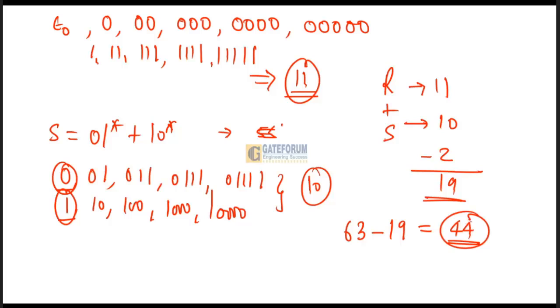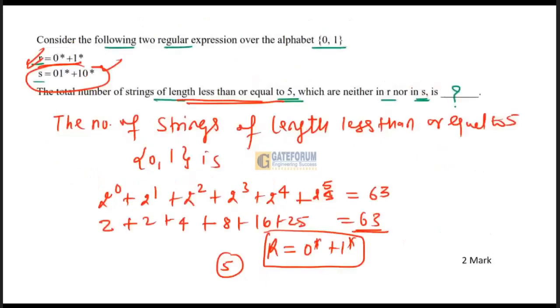So this 44 is the number of strings made by combination of 0 and 1 as per the question, having length less than or equal to 5, which are neither in R nor in S. So 44 is the correct answer for this NAT question. I hope it is clear.